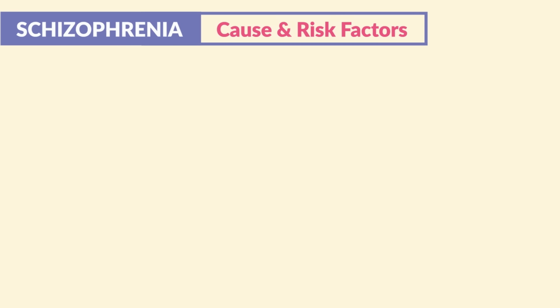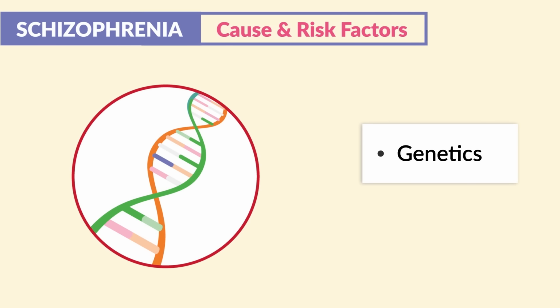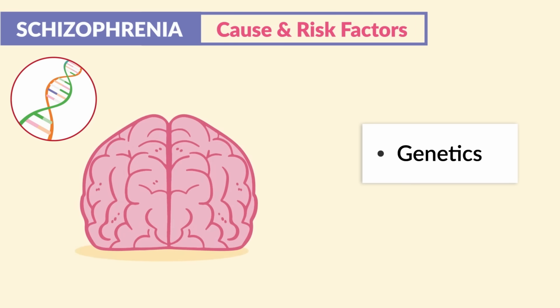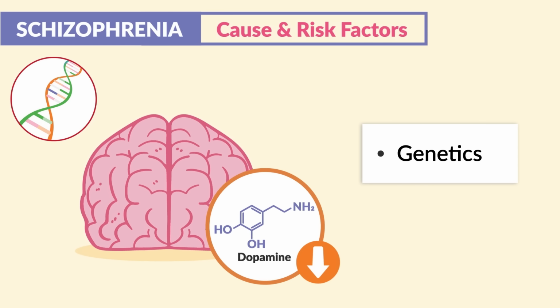Now for the causes and risk factors, genetics plays a huge role. So if a parent has schizophrenia, then the children are more likely to have it too. And it's thought to be caused by a decrease in dopamine within the brain.